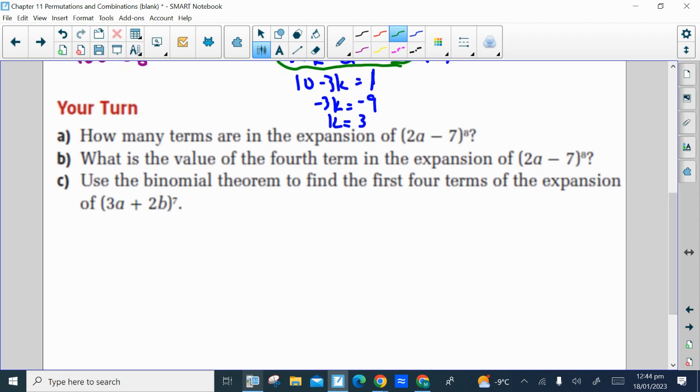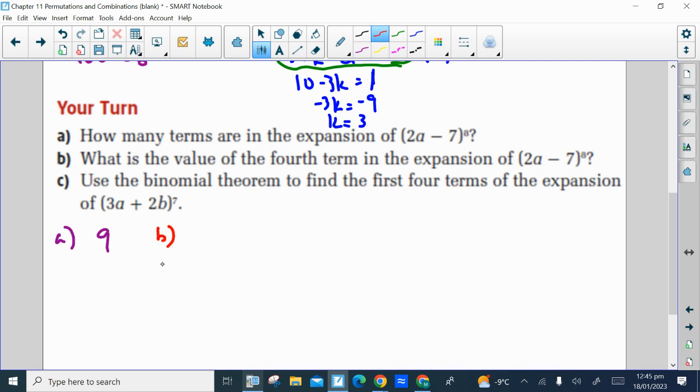Question A on the next part. How many terms are there in that expansion? Well, remember that we found the number of terms is always 1 more than n. So if the power on the binomial is 8, that means there's going to be 9 terms.